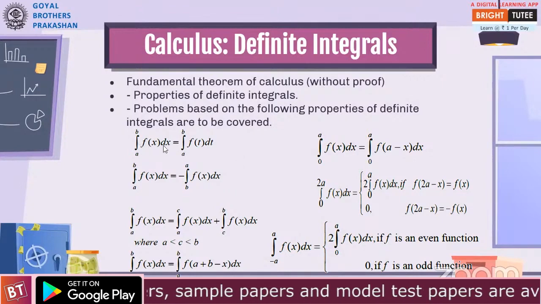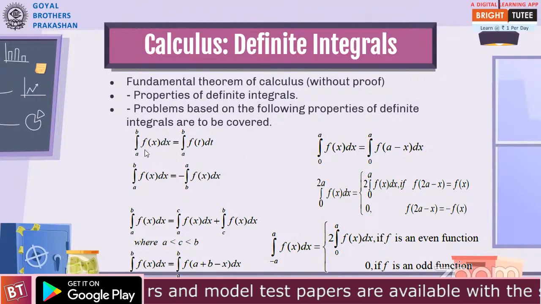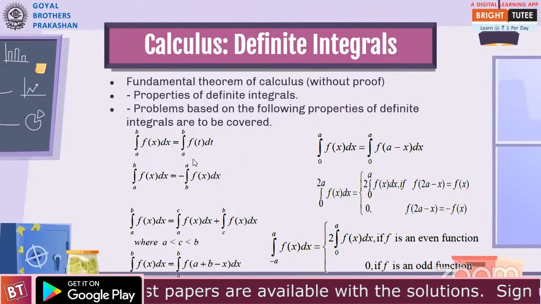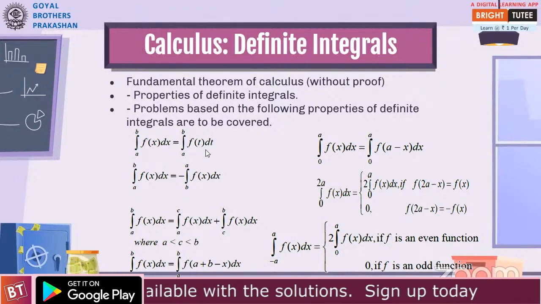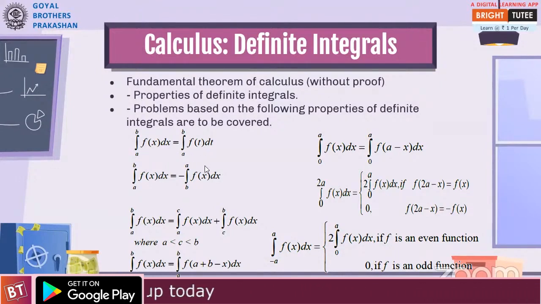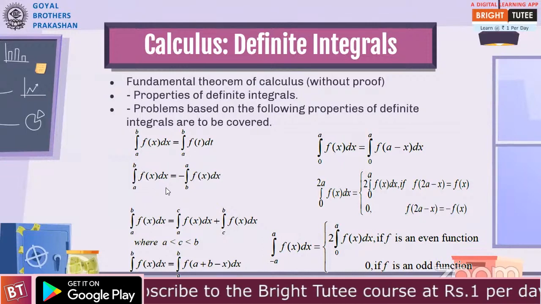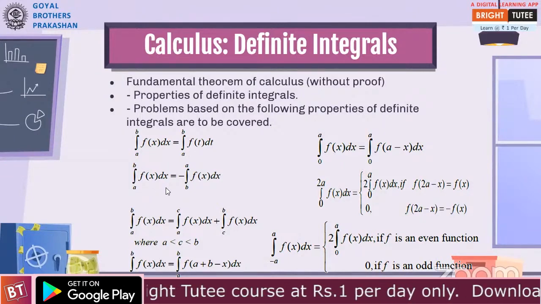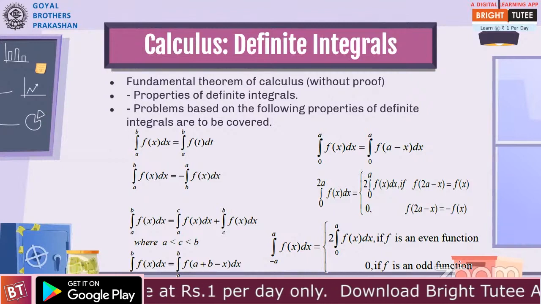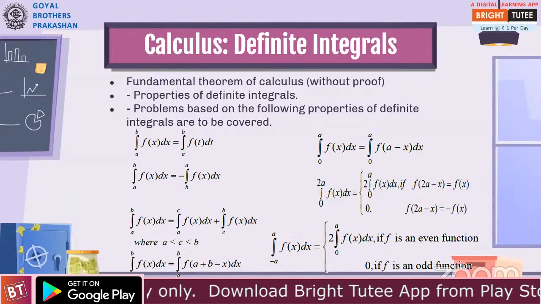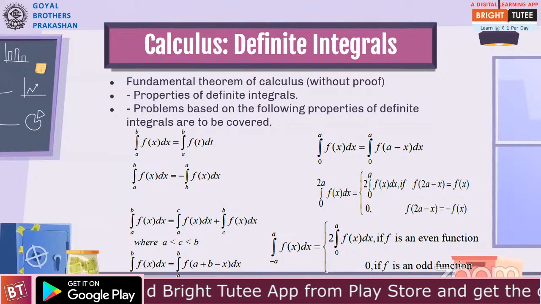Integration of f of x in the limit a to b, we can define it as integration of f of t dt in the limit a to b. As we know, a definite integral does not depend upon the variable. Then this is the flipping of limits. That is, if we flip the limits, then the given integral will be the additive inverse of the main integral.